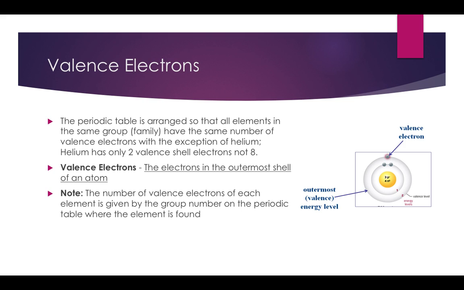And that's generally true for every element except for helium. Helium is in period 1, and it only has 2 valence electrons, but we still consider it to be full. The big definition you need to know is this one here: valence electrons, the electrons in the outermost shell.